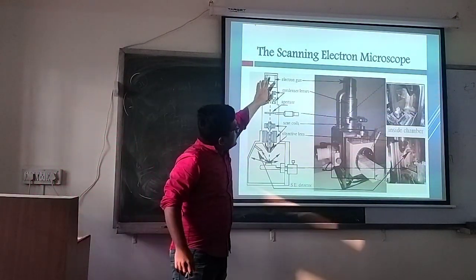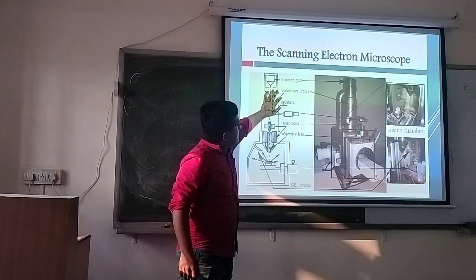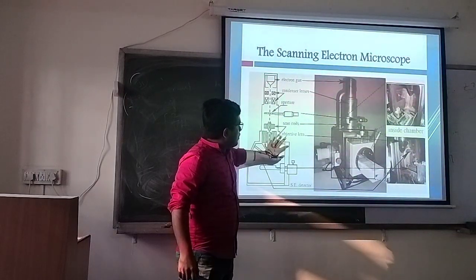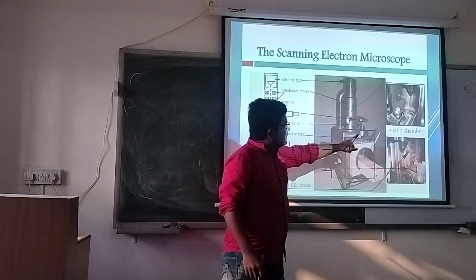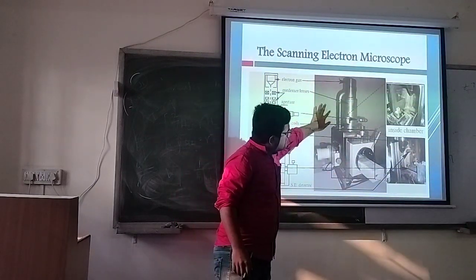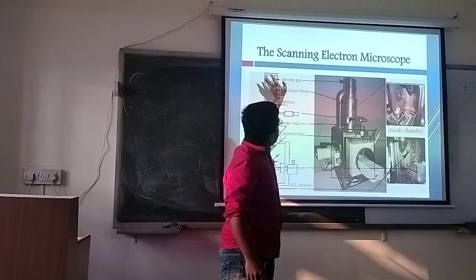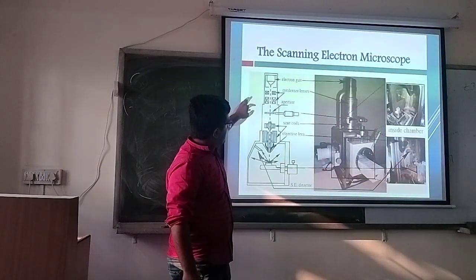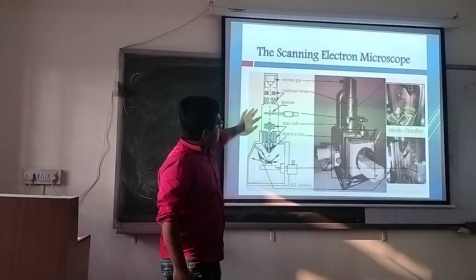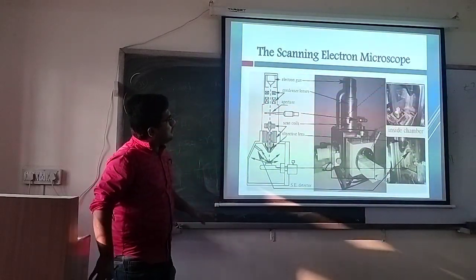The SEM contains an electron gun, condenser lens, aperture, scan coil, objective lens, and the SE detector, the secondary electron detector. So this type of SEM looks like this. And this is the block diagram of how it looks inside.